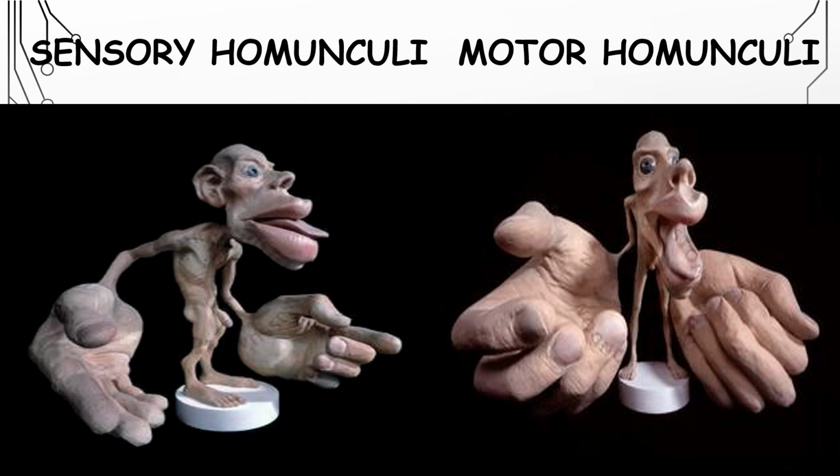The map of the face and the body surface is represented on the sensory and the motor areas of the brain. So that is called the sensory homunculus and the motor homunculus respectively.